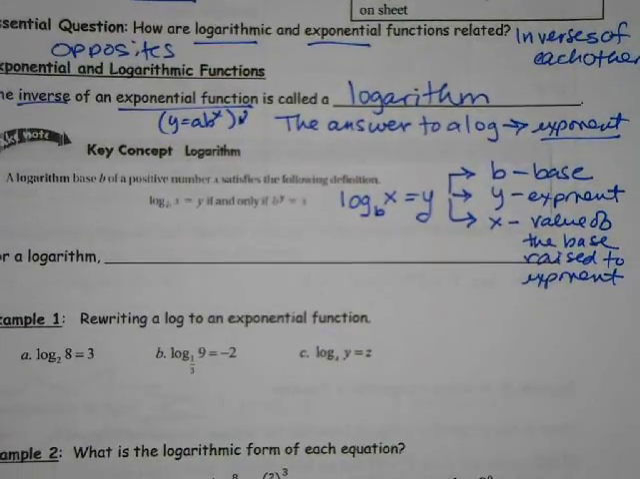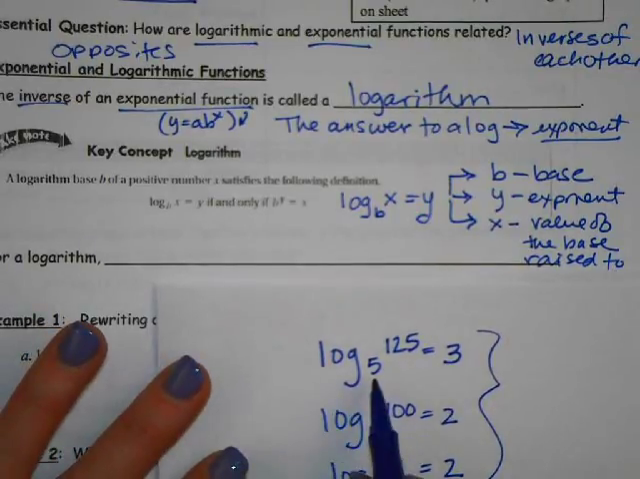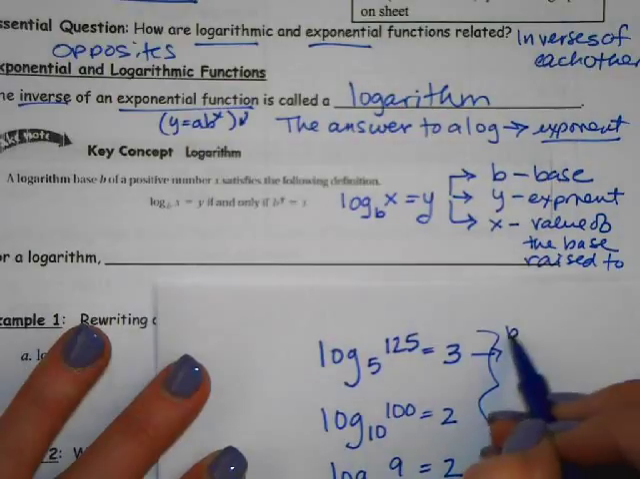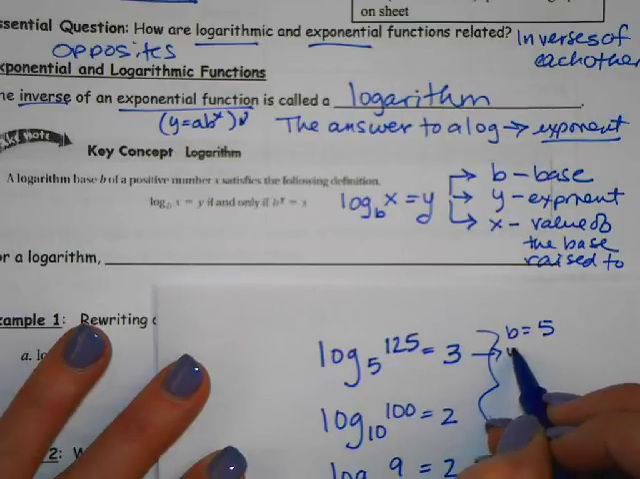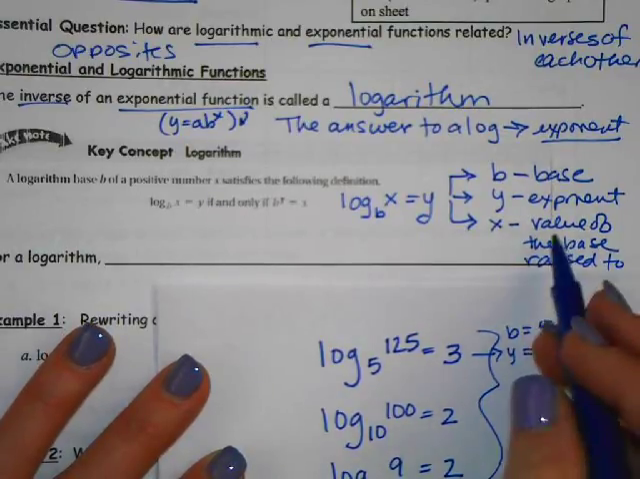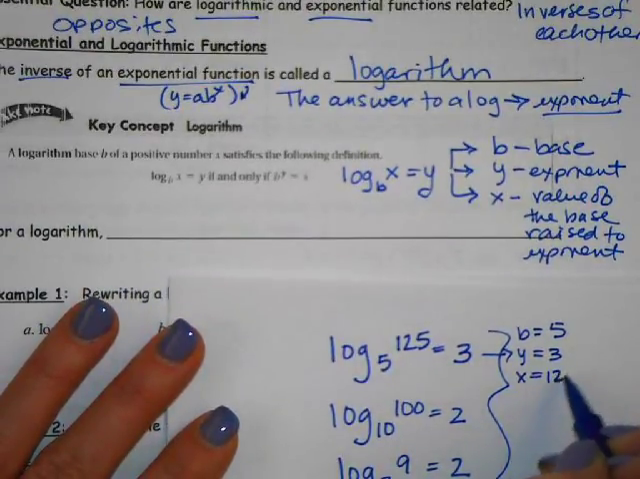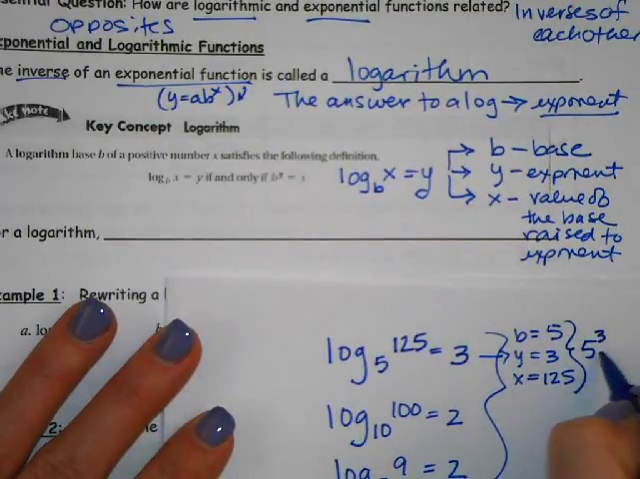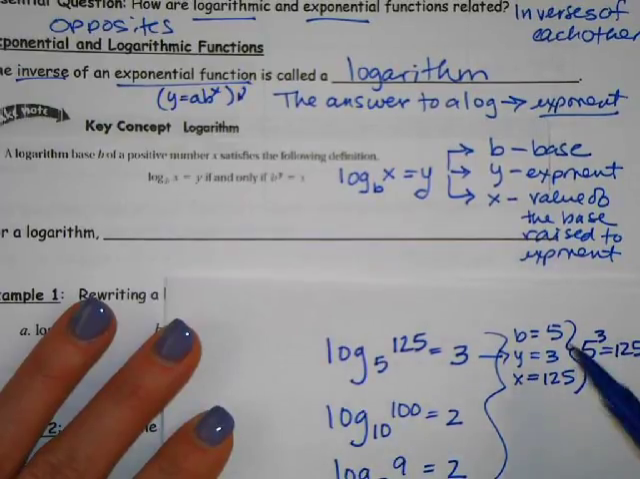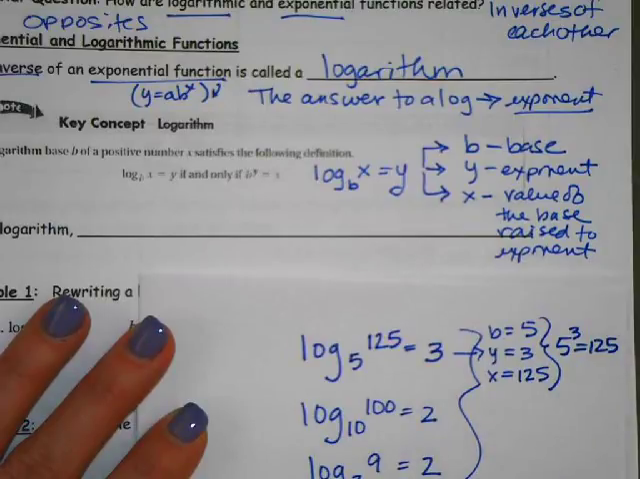If you look at these examples that we saw here, on this one the base would equal 5, the exponent, which is y, would equal 3, and then the value of the base raised to that exponent is going to equal x. So I could rewrite this as 5 to the third equals 125. Because that's the base, the exponent, and that's the answer. Does that make sense?